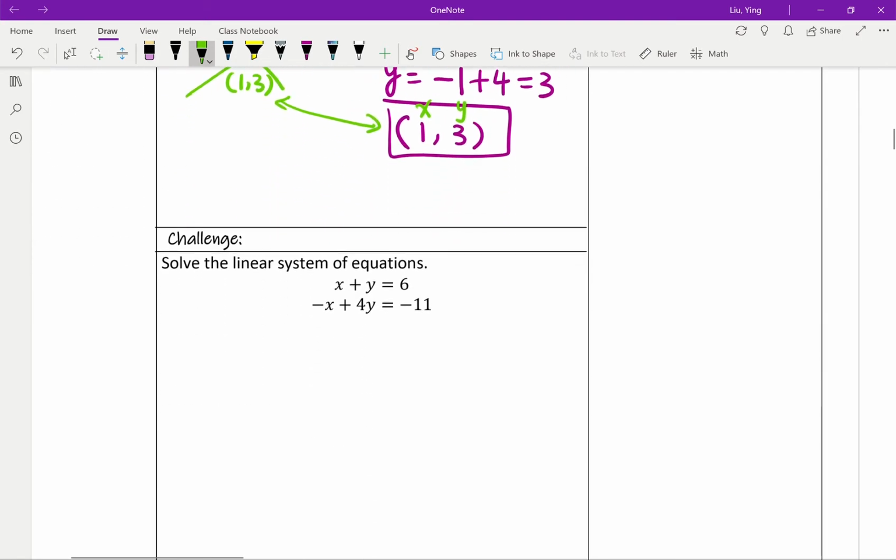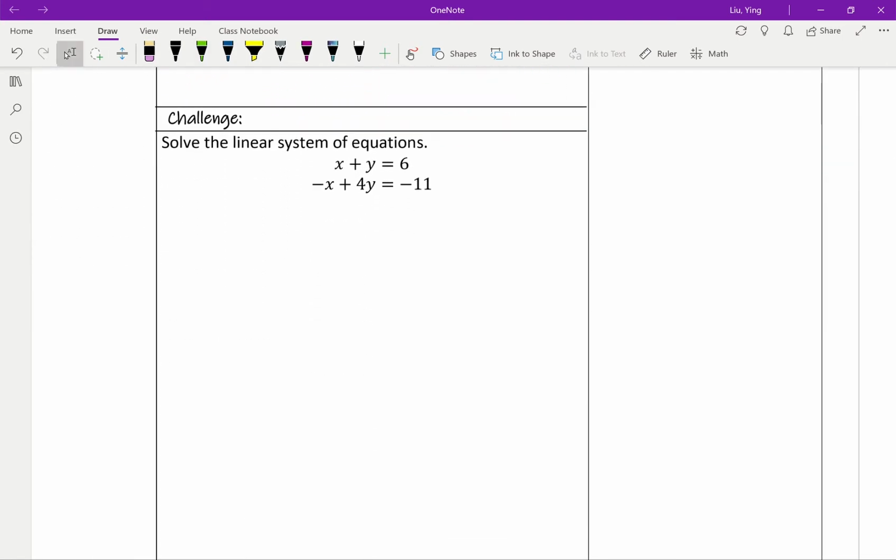Now looking at example 4, which is a challenge example, it is more challenging because look at the equations. Neither equation tells you directly what y is, so you can't find something that you can directly plug in, or in other words, substitute. But you can make that happen. You can find what one of the variables is.